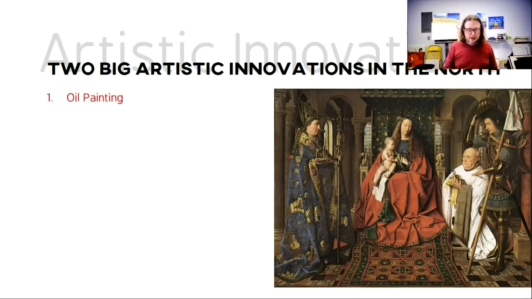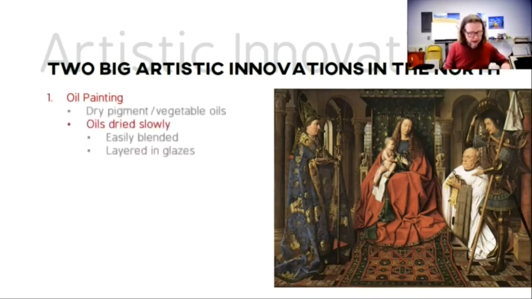Number 1 was oil painting. Oil painting was done by having dried colored pigments mixed with vegetable oils. It's still done that way to this day. Oils dried slowly. Prior to this time, and current to this time in Italy, most painting was done using tempera, which used egg instead of what eventually would be oil. Egg would get mixed with pigments, and it dried very quickly.